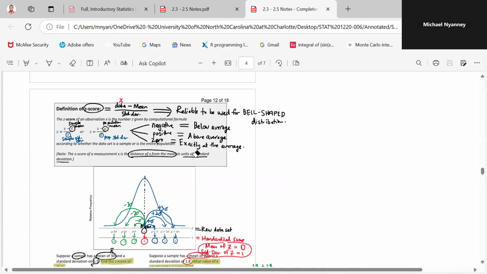A negative value of the z-score means that we are below the average. A positive value of the z-score means that we are above the average. And when z is equal to 0, we are exactly at what? The average. So we have a formula to calculate the z, that is our z-score.